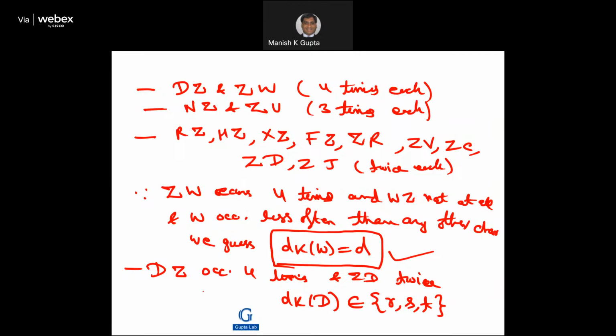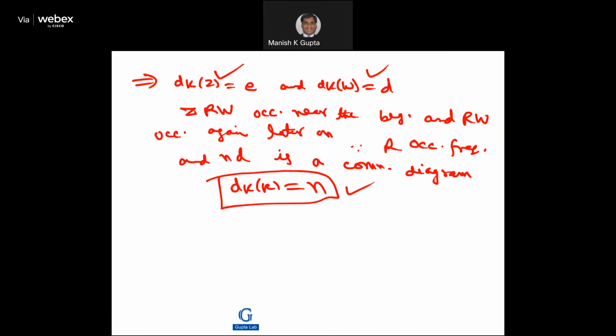And then we look at the other digrams. DZ occurs 4 times and ZD twice. So we get a set of observations. D could be R, S or T. I don't know which one exactly, but there is a group. Again and again, I am looking at that Baker and Piper table and matching everything from there. By doing this analysis, since Z is E and W is D, we then look at the other ones.